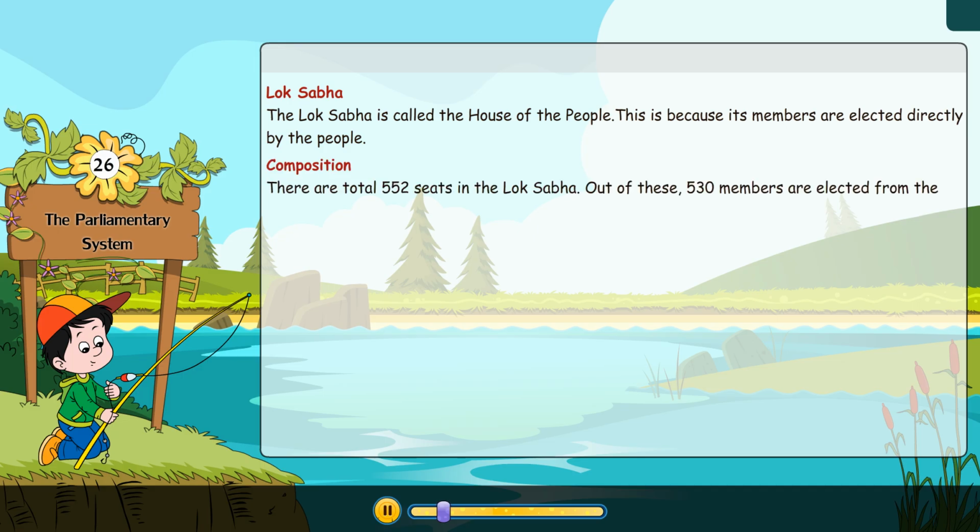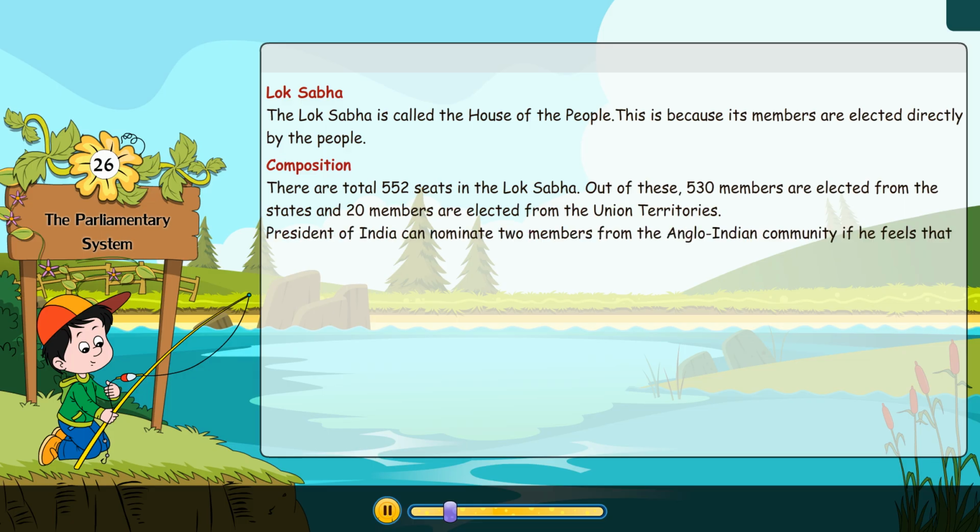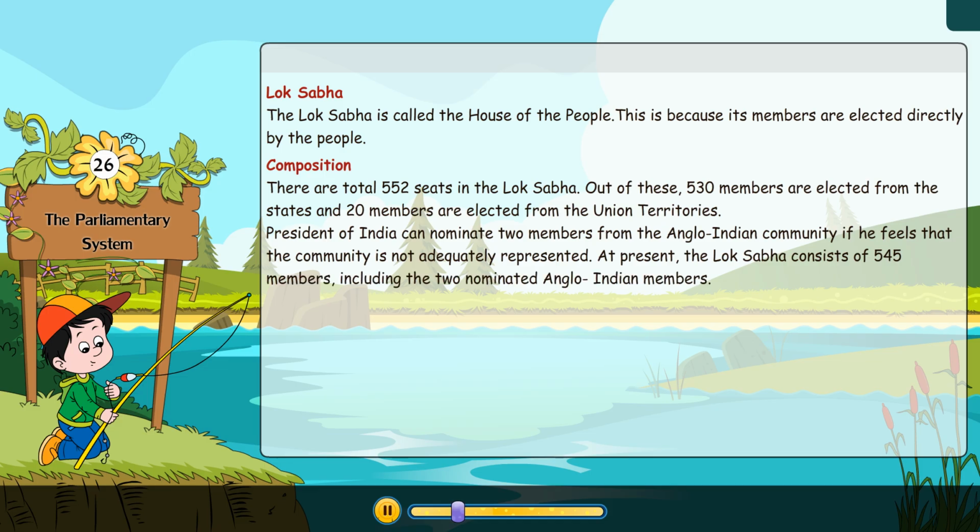Composition. There are a total of 552 seats in the Lok Sabha. Out of these, 530 members are elected from the states and 20 members are elected from the Union Territories. The President of India can nominate 2 members from the Anglo-Indian community if he feels that the community is not adequately represented. At present, the Lok Sabha consists of 545 members, including the 2 nominated Anglo-Indian members.